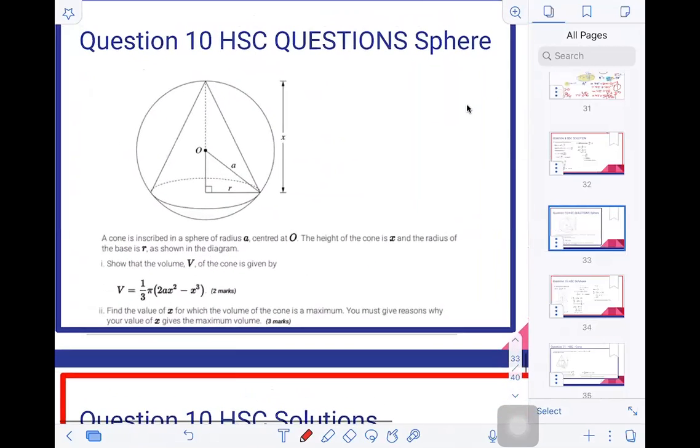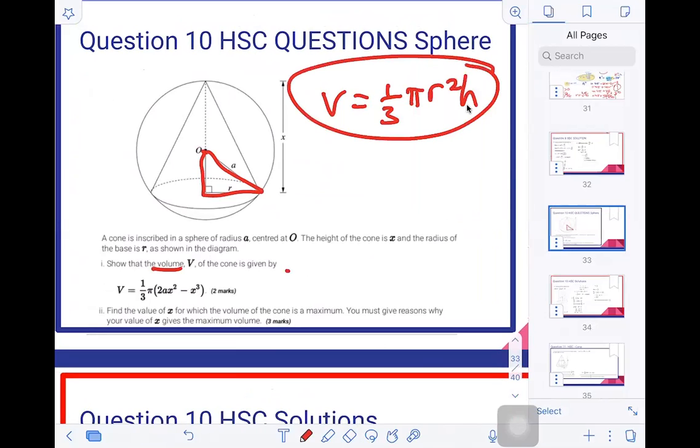Okay, here we go. Here's a sphere question. So see how this is popping up again? That's Pythagoras. So we've got to get the volume of a cone. So the volume of a cone is 1/3 the volume of a cylinder. Okay, and that formula has not been given in this question. So you do need to know it.